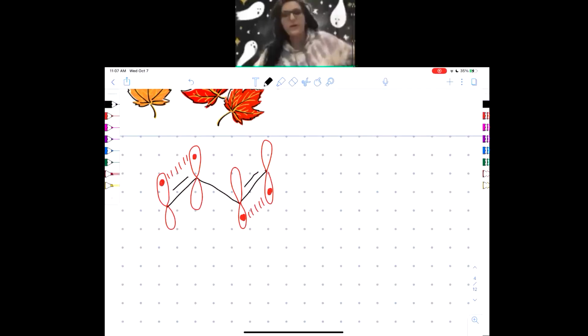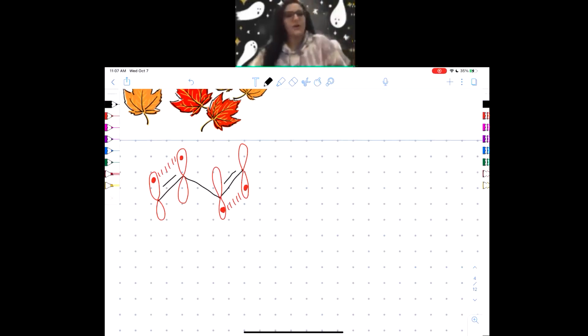So we have 1,3-butadiene, and so how many atomic orbitals do we see here? Four. Cool. So each of these red orbitals is an atomic orbital.